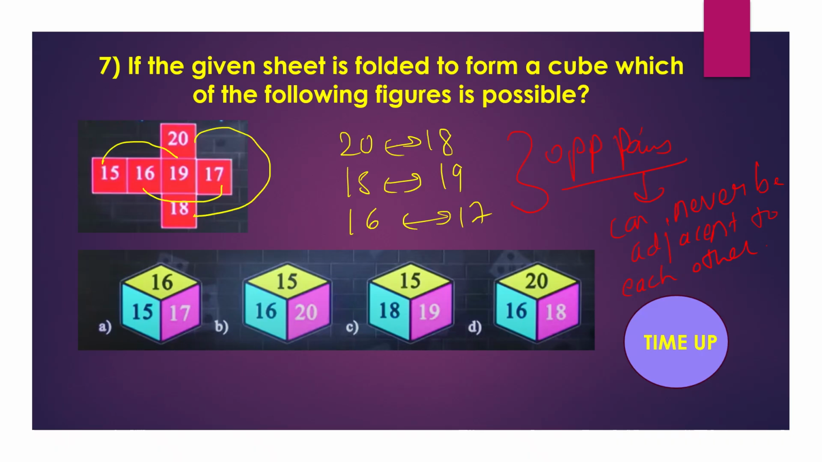So 20 and 18 should not be adjacent to each other. Here in the D option, if you see 20 and 18 are adjacent to each other, eliminate D option. 15 and 19 are adjacent to each other in C option, correct? Eliminate it. Then in A option, if you see 16 and 17 are adjacent to each other, so eliminate A option. So which one is the correct option? B. Correct? B is the correct option.